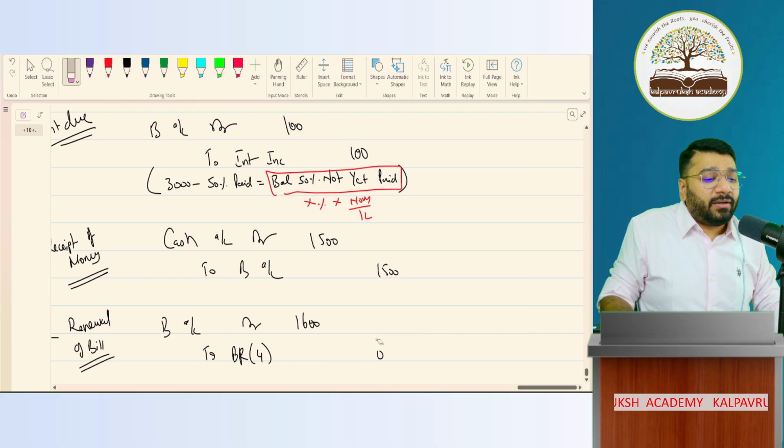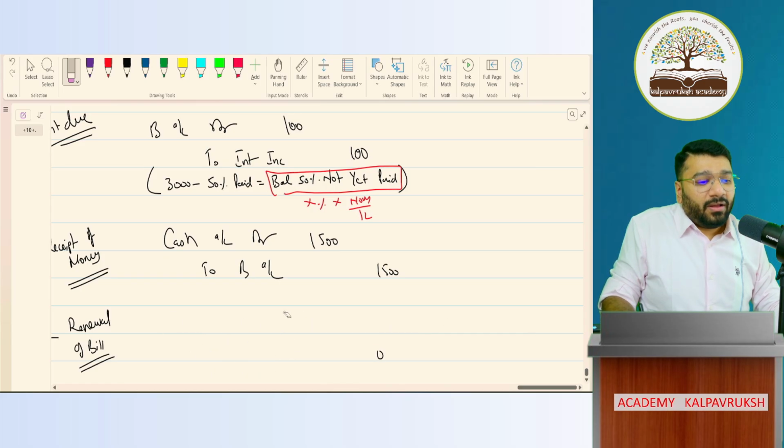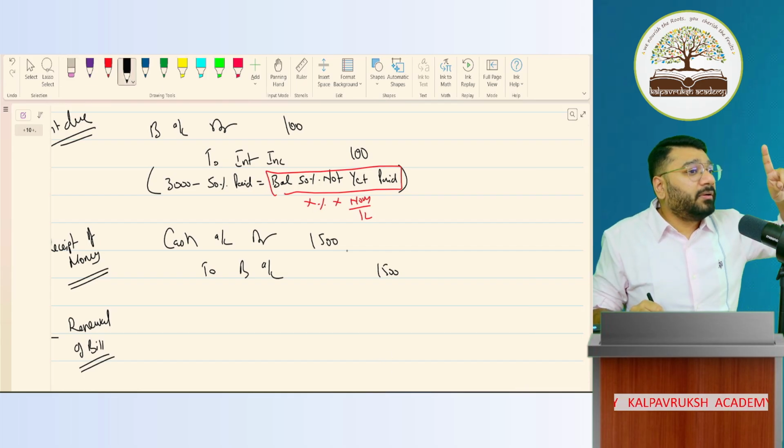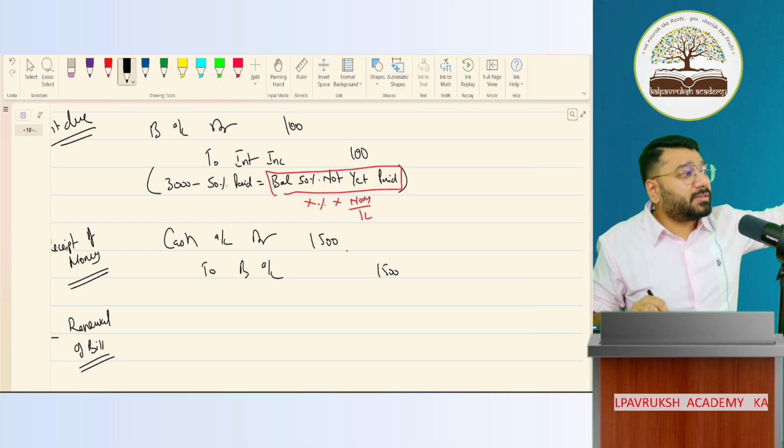What is the entry for renewal? Be careful. This is what happens when you are not concentrating in class. You know what is your concentration?